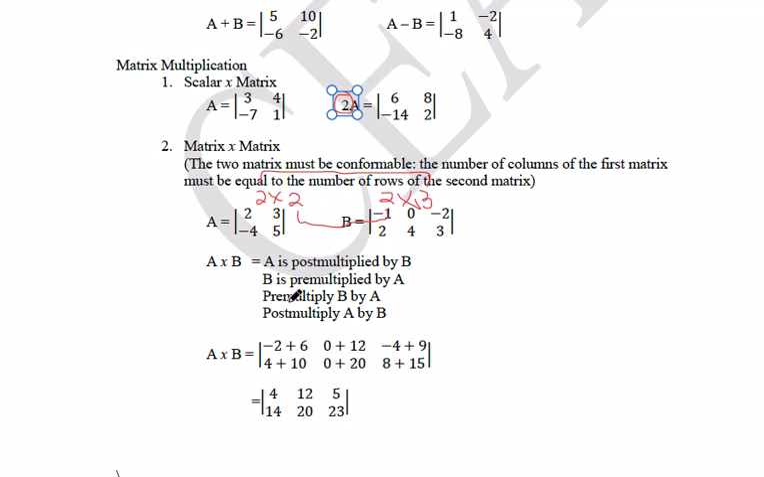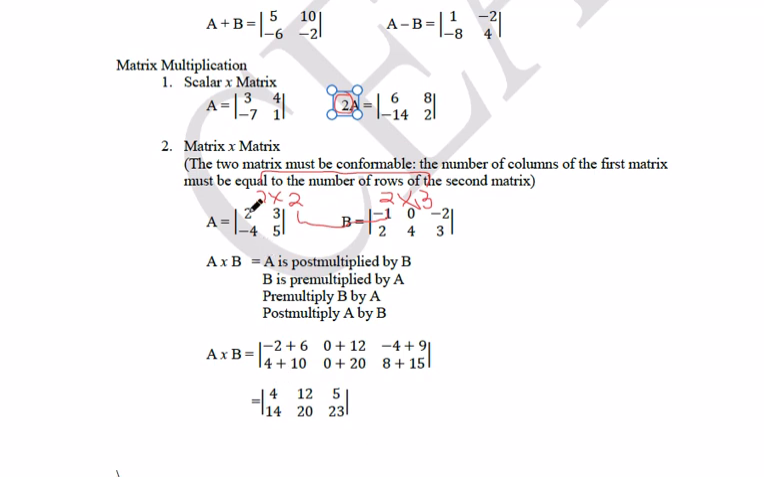So how do we multiply the matrices? The elements in the resulting matrix are equal to the sum of the products of the multiplied elements in the row and the multiplied elements in the column. So for example, here we have 2 times negative 1, that is negative 2, and we have 3 times 2, that is 6. That will be the answer in the first element.